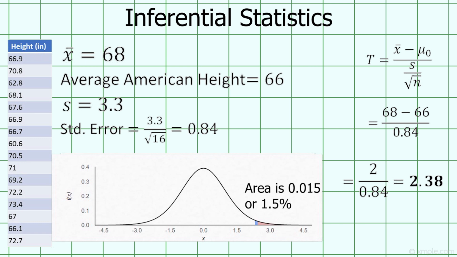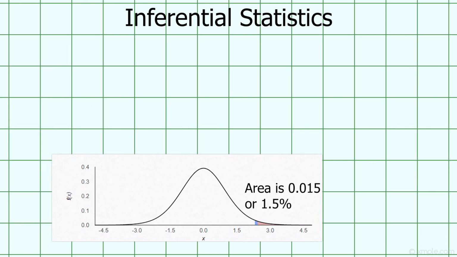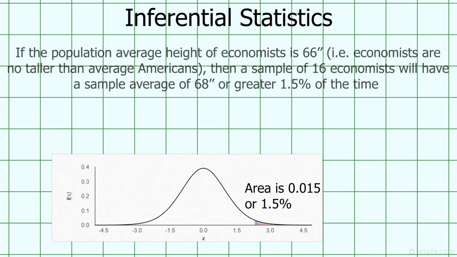Since the total area under the curve is 1, we can make the following conclusion. If the true population average height of economists is 66 inches, then we'd expect to get a 16-person sample with a sample average height of 68 inches or greater about 1.5% of the time. This percentage, 1.5%, is called a p-value, the probability of observing our result if the population parameter really is 66.